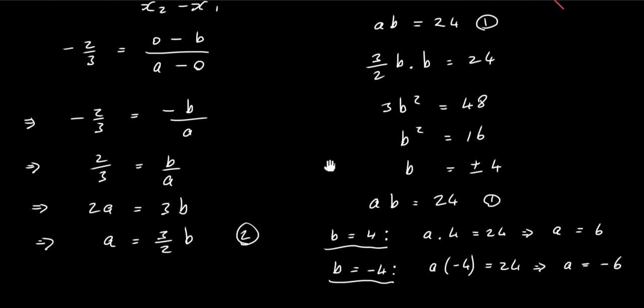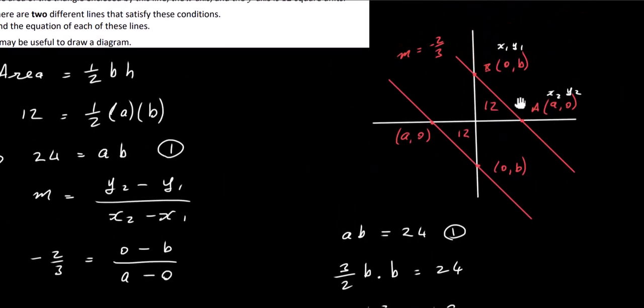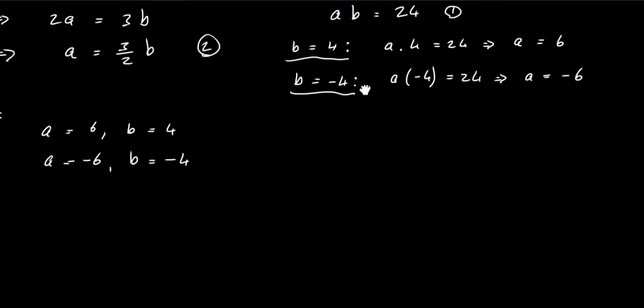If you look at our original diagram up here, so if you look at this line here, b is the y coordinate. That's where it cuts the y-axis. The slope is minus 2/3. So b, remember, was 4 and minus 4. So this is 4, this is going to be minus 4 down here. Okay, so let's write out our two equations.